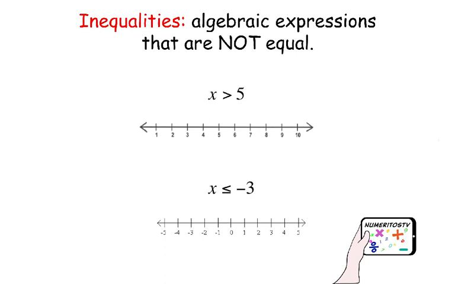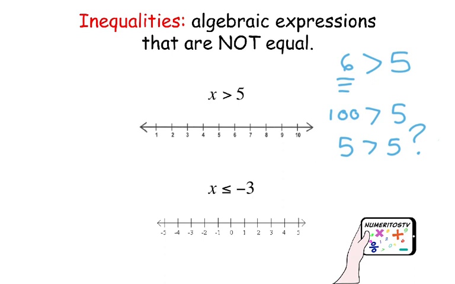That means that x has many solutions. For example, 6 is greater than 5. So for this inequality, 6 can be a solution. Another solution could be 100. 100 is greater than 5, but is 5 a solution? Is 5 greater than 5? Well, in this case, 5 is not greater than 5, so 5 will not be a solution.